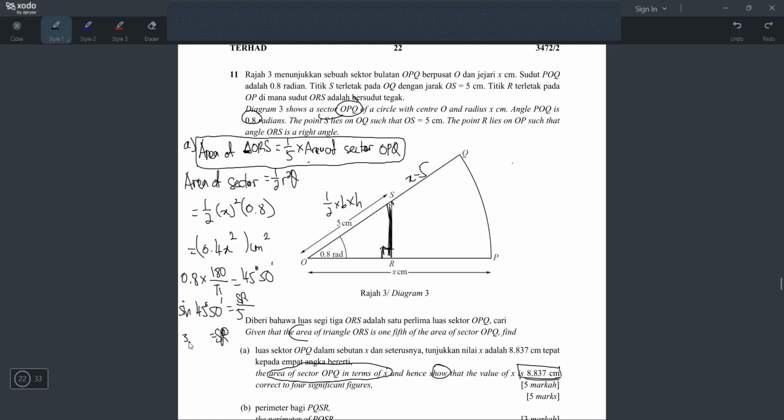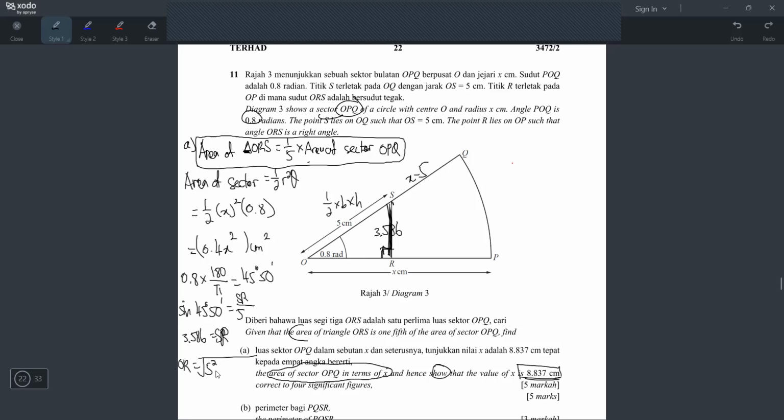3.586. So this is the panjang here. Then how to find the OR panjang? You can also use trigo, which is you can use cos, but there's a better way. You can use Pythagoras theorem now because you already have the remaining two sides. So use Pythagoras theorem is better.